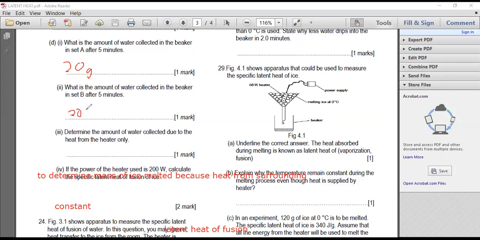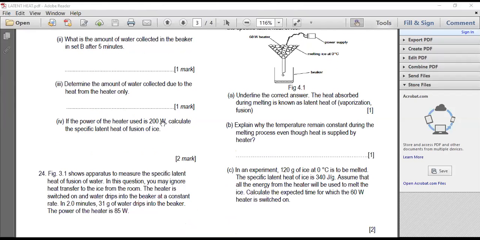So 200 gram. This 20 gram is ice melted because of heat from the surrounding. This 200 gram is surrounding plus heater. So the amount of water collected will be 200 minus 20, so 180 gram. If the power of the heater is 200, calculate the specific latent heat.